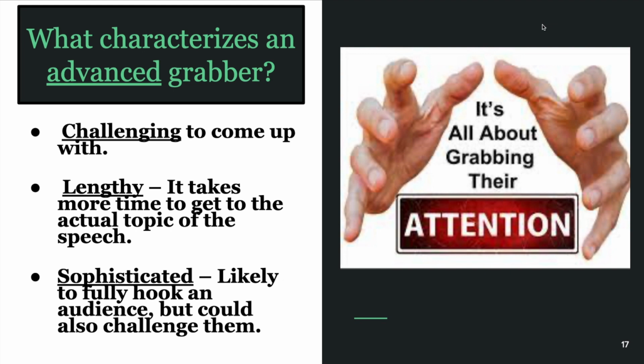And advanced grabbers are very sophisticated. They're likely to fully hook the audience, but it could also challenge them. So you want to definitely consider the risk reward, but if you do this effectively, you're hitting the ground running at the beginning of your speech, and that's what you want to do.